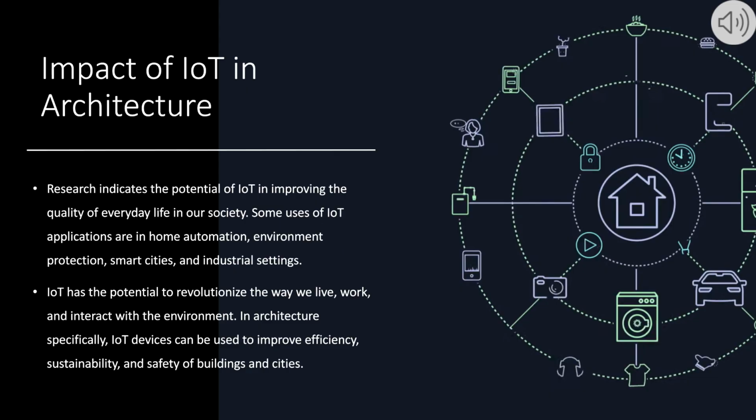The Internet of Things technology has the potential to revolutionize the way we live, work, and interact with the environment. In architecture, IoT devices can be used to improve efficiency, sustainability, processes, and safety of buildings and cities.